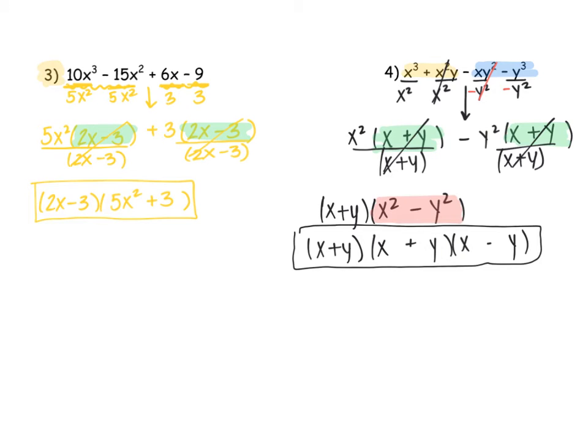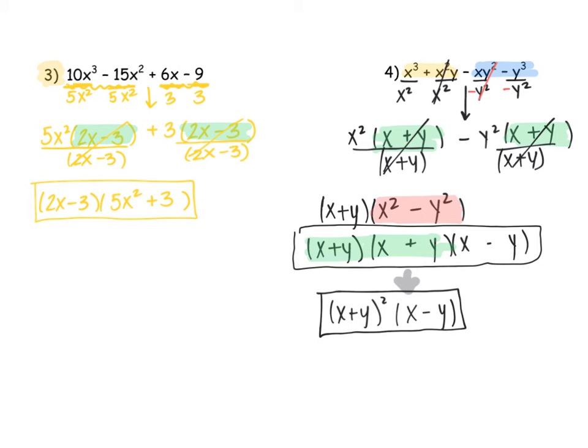And if we want to get even more simplified, we could recognize that we're doing x plus y times another x plus y in here. So if we want it to be really technical, we actually could simplify this to x plus y squared, right? That's what it means to multiply by itself, and then times x minus y. So either one of these would be the appropriate answer. Awesome. Let's try the last two.